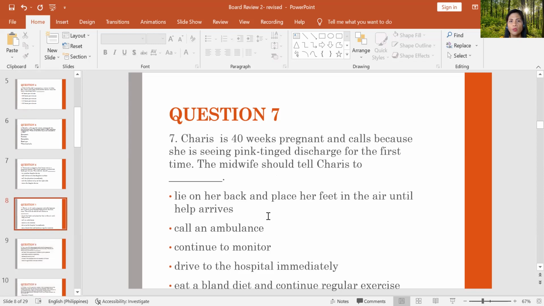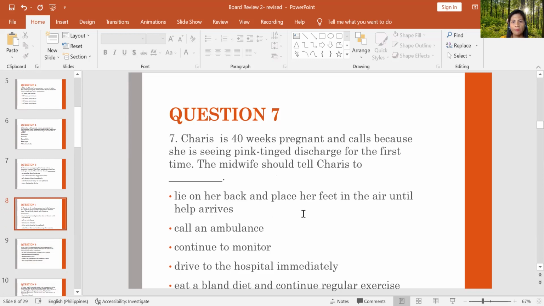Okay, let's move on to question number 7. Charisse is 40 weeks pregnant and calls because she is seeing pink discharge for the first time. The midwife should tell Charisse to blank. Okay.